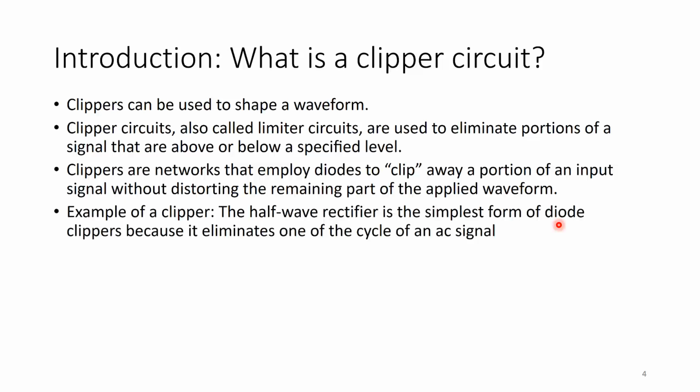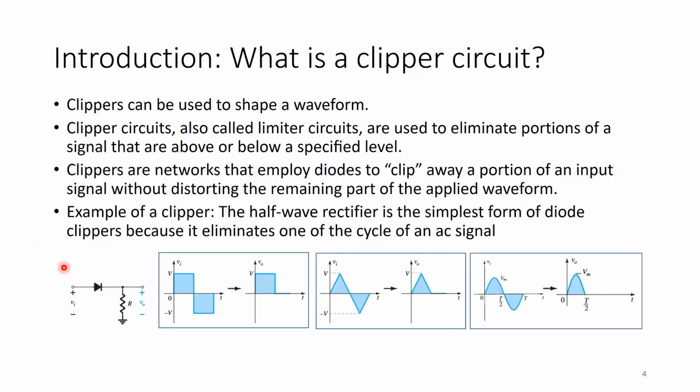An example of a clipper that we've actually seen before is the half-wave rectifier. The half-wave rectifier is the simplest form of diode clipper because it eliminates one of the cycles of an AC signal. So it either eliminates the positive cycle or the negative cycle of the input voltage. This is an example. This was the half-wave rectifier, the simplest rectifier that you saw in the previous lecture. So this is also a clipper.